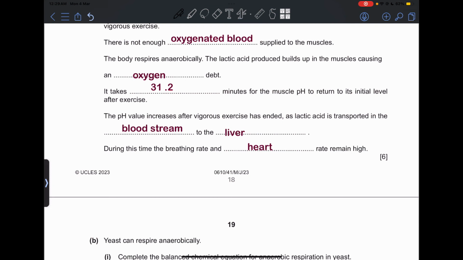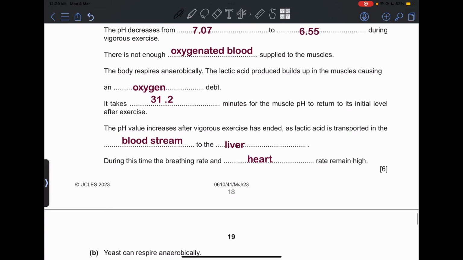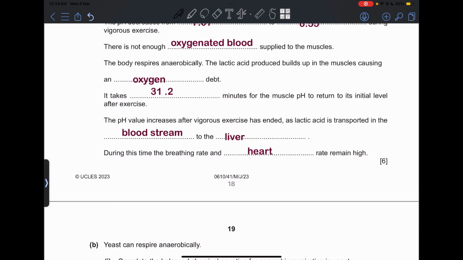pH value increases after vigorous exercise has ended as lactic acid is transported in the bloodstream to the liver. So during this time, the breathing rate and the heart rate may remain high. This is because the breathing rate and the heart rate remain high to provide oxygen. Your lungs will work much harder to allow more oxygen to enter, because there is not enough oxygen in your blood, so it has to restore those oxygen levels.